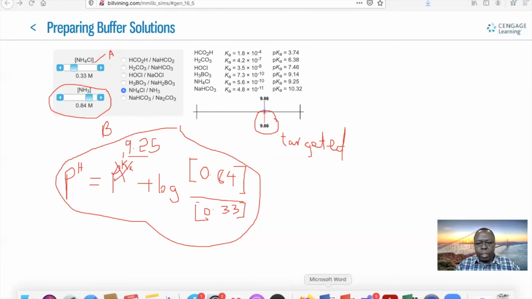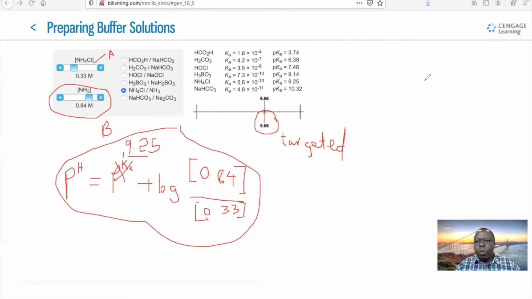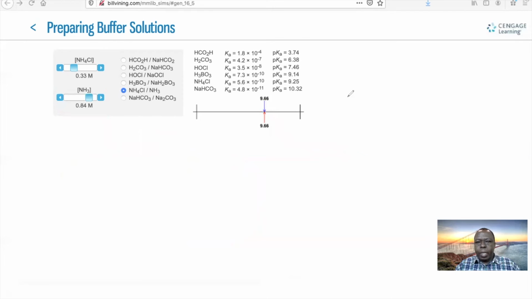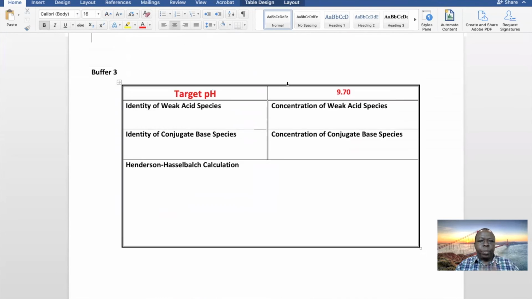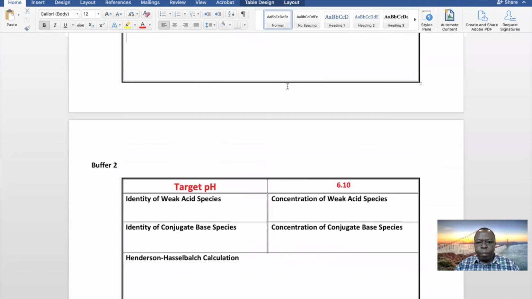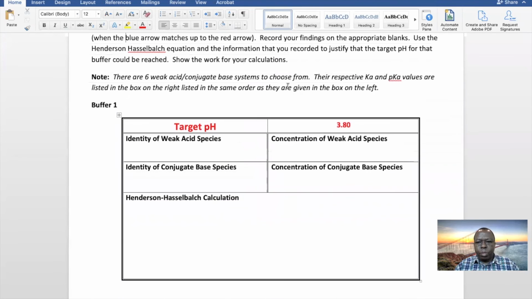So in that case, that is what you will do for part A. If I cancel this and show you, this is the targeted pH which you need to work with: 3.8, 6.1. So you need to identify the acid, you need to identify the conjugate base, and you need to write the concentration of each one of them.